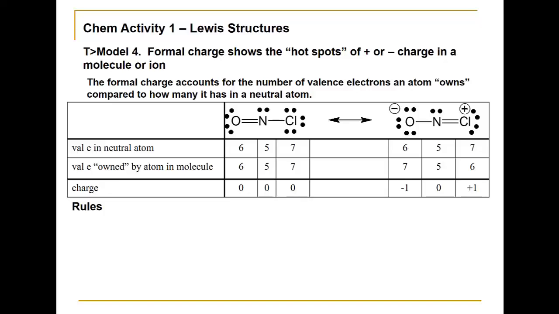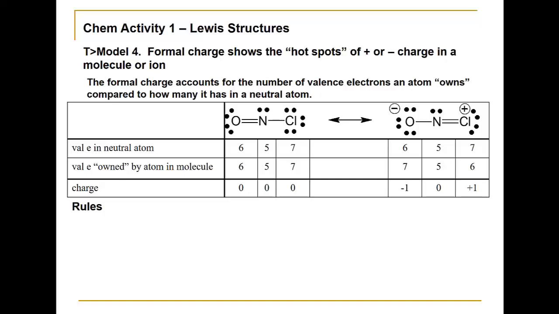In this next example, we will see how, by determining formal charges, we can decide which resonance form contributes the most to the overall resonance hybrid. In this particular example, I'm looking at two resonance forms of a structure that involves oxygen, nitrogen, and chlorine. I've used this table to calculate the overall formal charges.